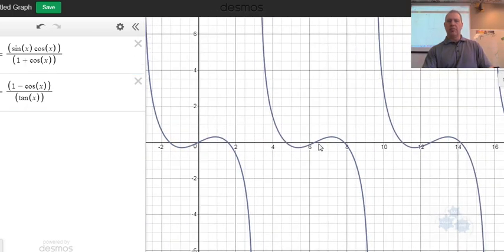So 2 pi would be about 6.28, so somewhere around here. Right there, 2 pi. And yeah, we do have some values that are going to be an issue, non-permissible, but it looks like the graphs are the same there. So, okay, that's how you would check graphically.